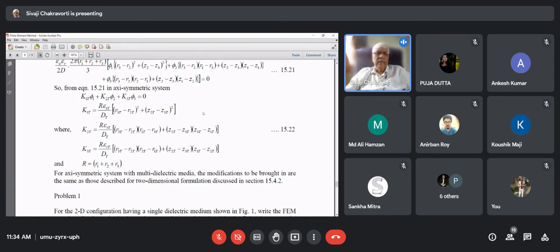And you can already see that in two-dimensional system, single dielectric or multi-dielectric doesn't matter. We use a single equation, 15.16. We make a small change in 15.16, just multiply by capital R, where R is R1 plus R2 plus R3. We get the equation for the axisymmetric system, which means that it's almost the same equation with a very small amount of change.